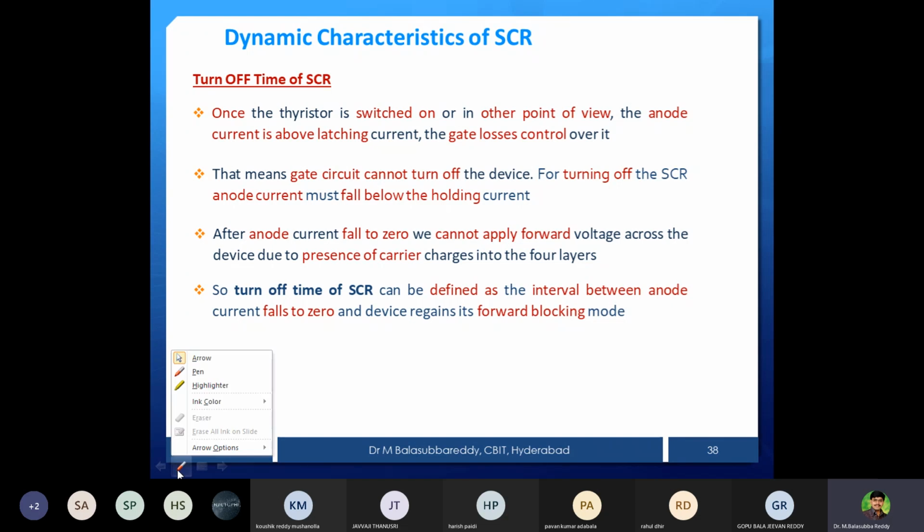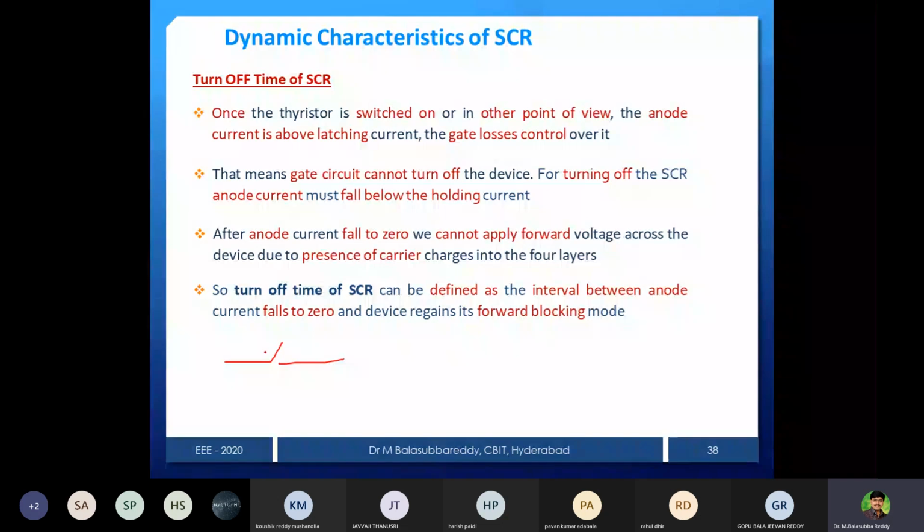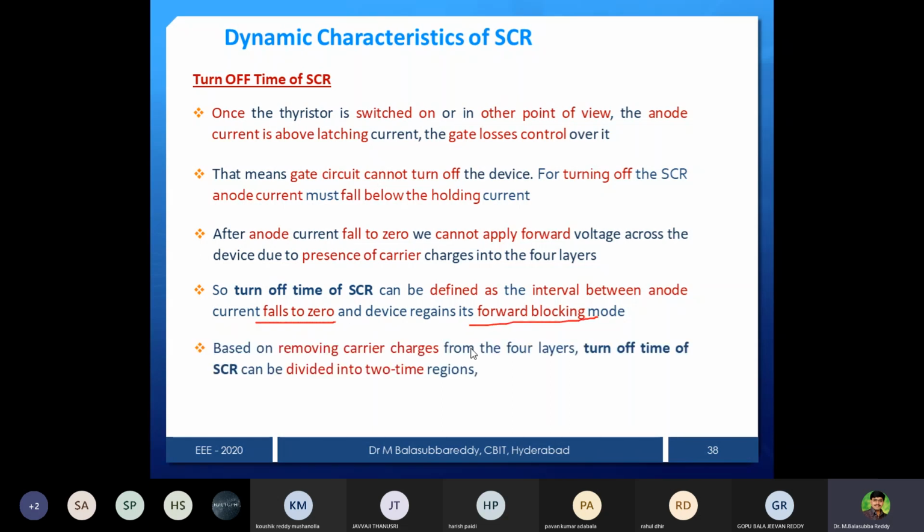What is the meaning of blocking the voltage? If the device is on, there is a current. Now if you make the device current 0, it will be open. But once the device is open, again what will happen? It will block the voltage, so the voltage across the device is the same as the source voltage, if it is completely open. That process or that interval, I call the turn off time, from 0 current to blocking voltage mode.